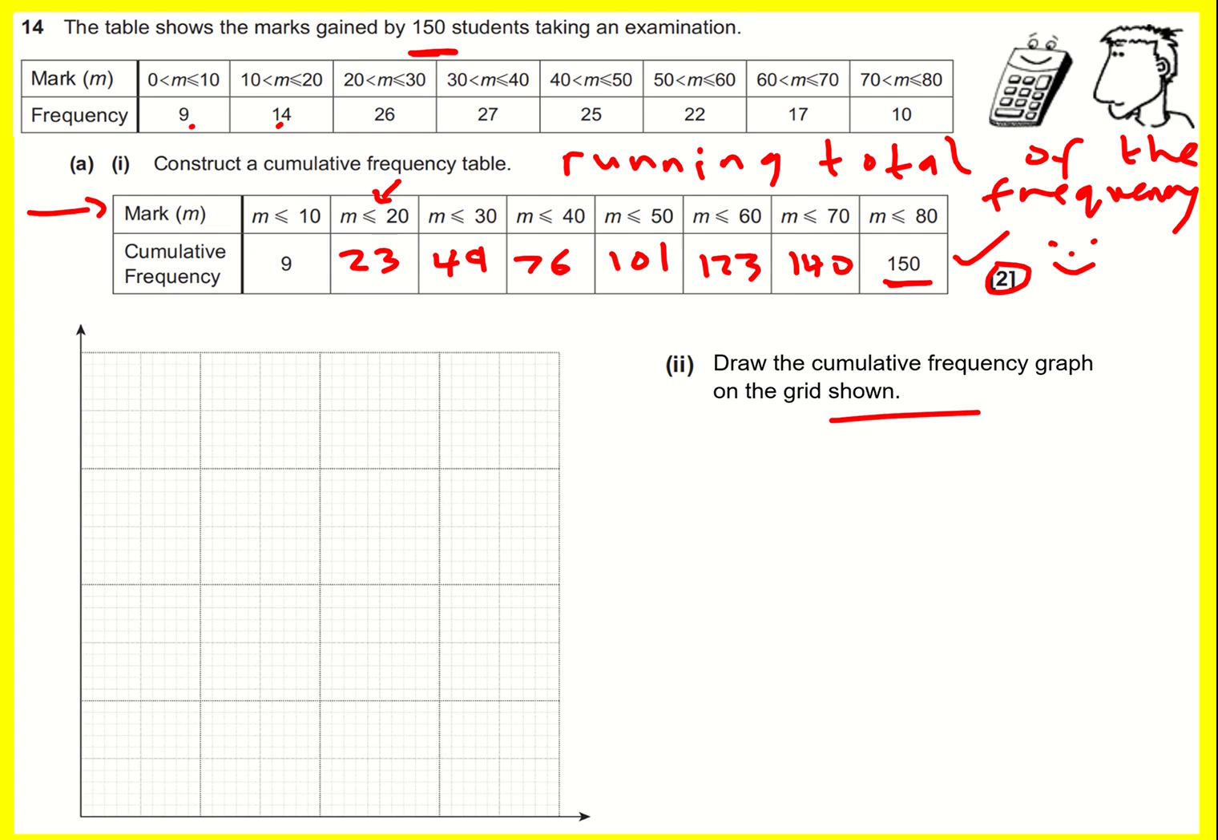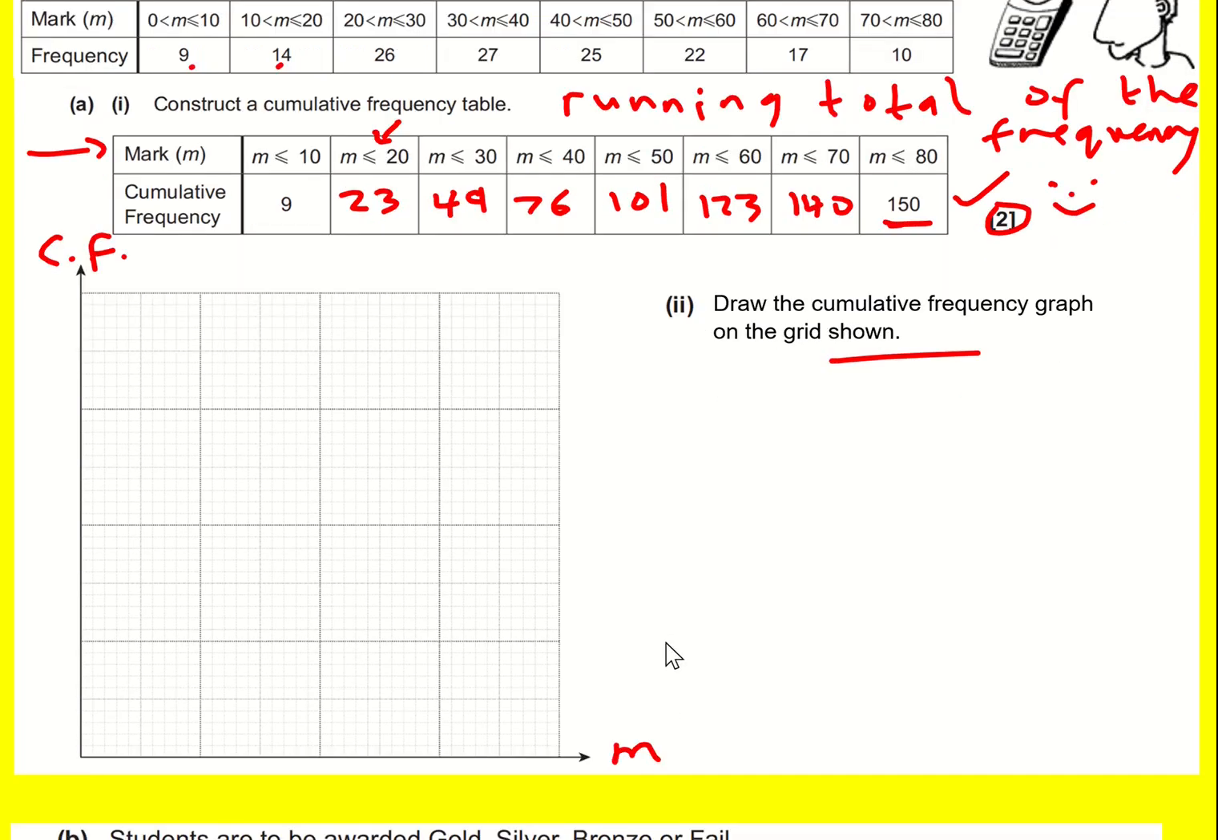So the first thing to do is label my axes. I'm going to label this cumulative frequency. Maybe I should write it in full, but I think C.F. is okay. And this one is M here, or the number of marks. Alrighty, so I'm going to start out with the x-axis.